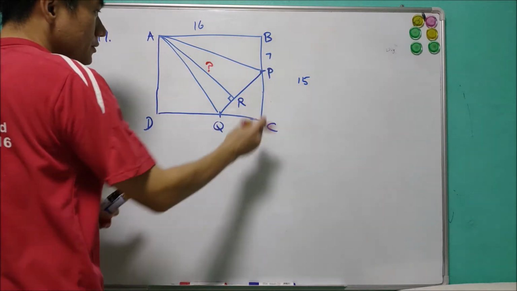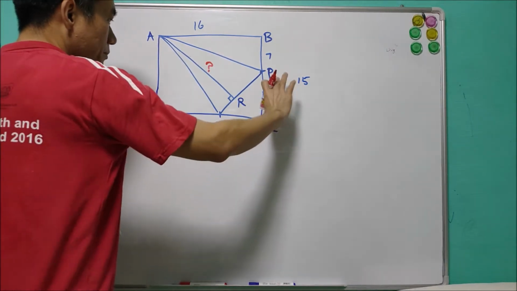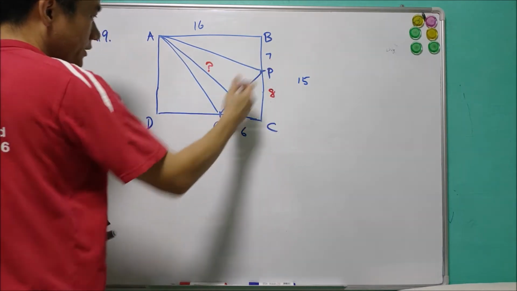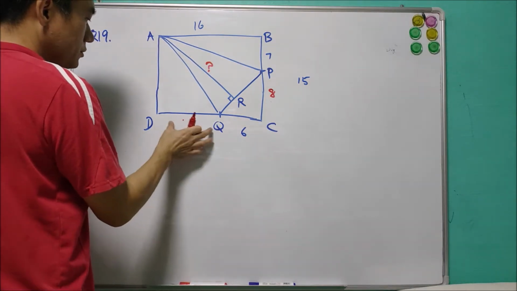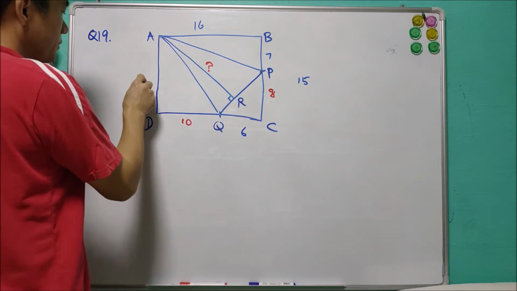From this question, PC is definitely equal to 8. QC equals 6 and PC equals 8, and therefore PQ has to be equal to 10 using Pythagoras theorem. This is equal to 6, this is equal to 10, and this is equal to 15.